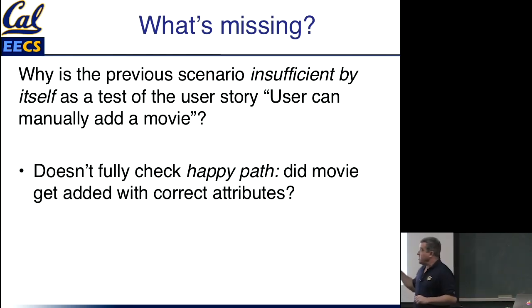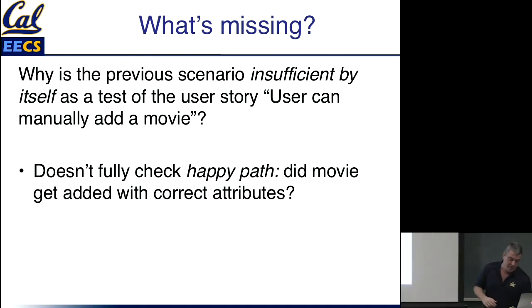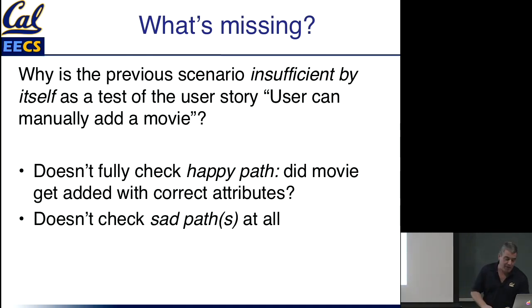The only thing the test says is I see the name of the movie back on the home page. And yes, that is certainly important, but if this was a real test, I probably would also want to check that the title and rating information are consistent with what I put in, not just the title, but also the rating information. So it doesn't even do that. Pretty weak for a test. And it doesn't check the sad paths at all.